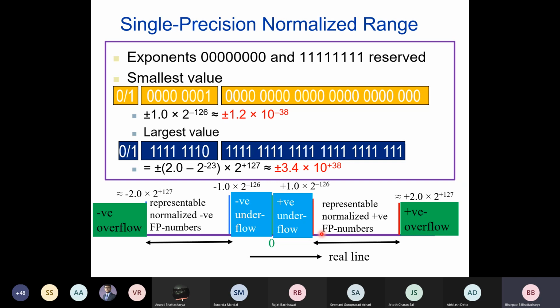Each floating point number can be thought of as a spike. So there are discrete spikes here, which approximate whatever real numbers there are in this range. So there are spikes, right? Do you follow me?